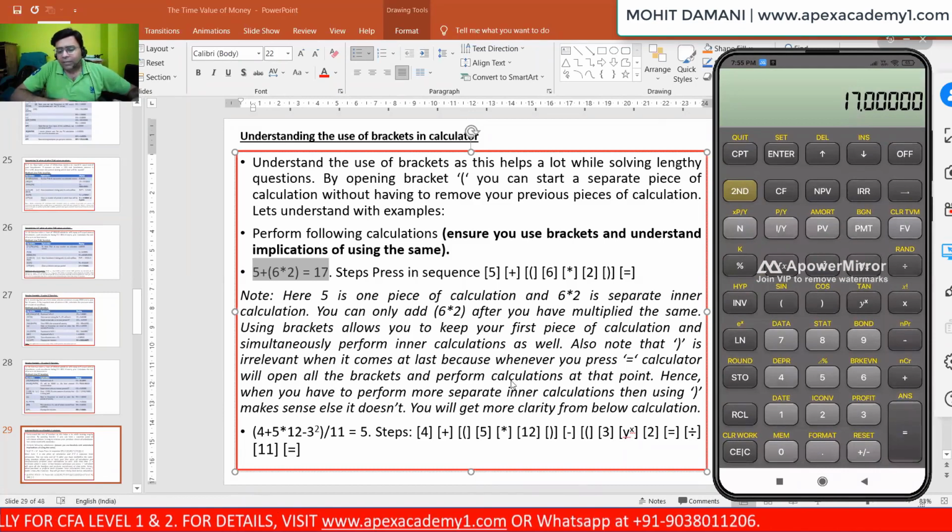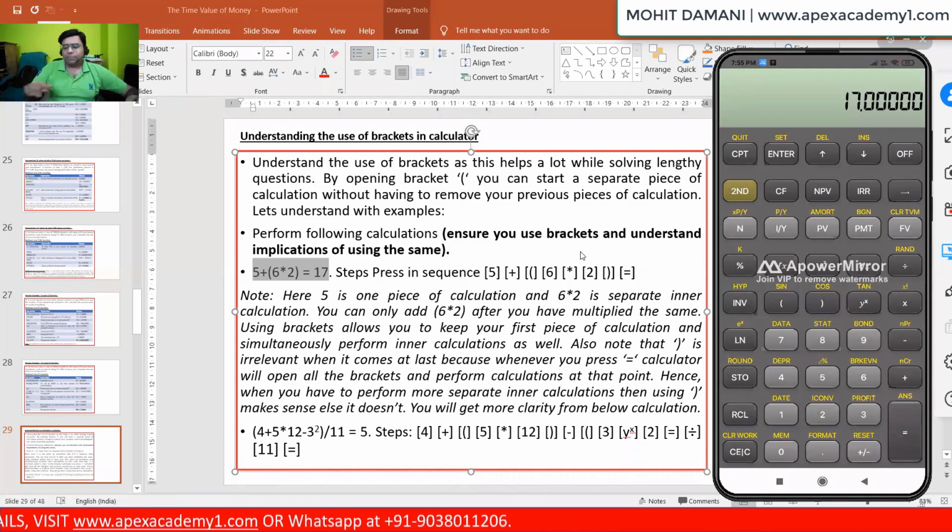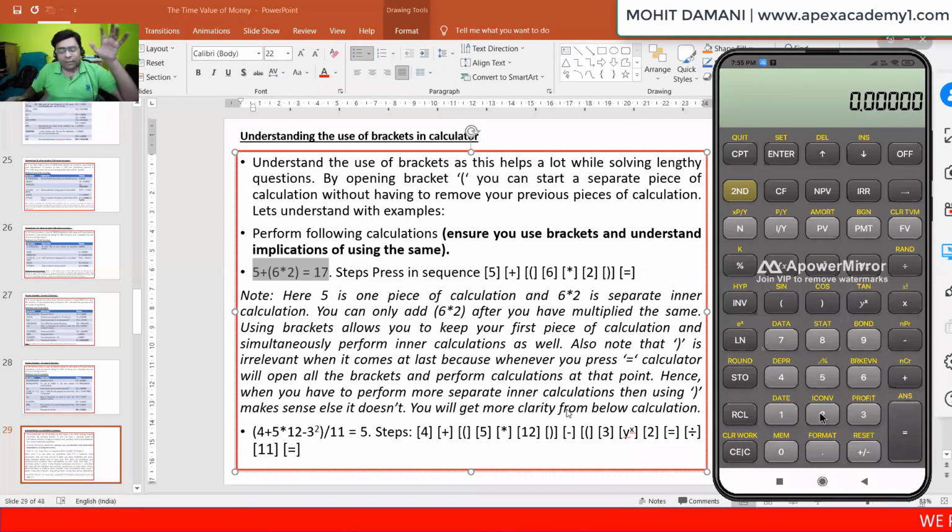Okay, but definitely this is going to speed up a lot of things. Then lastly, the y to the power x button. This y to the power x button is something which takes you to the power mode. So for example, 3 square is 9. So 3, y to the power x, 2, equals is 9.